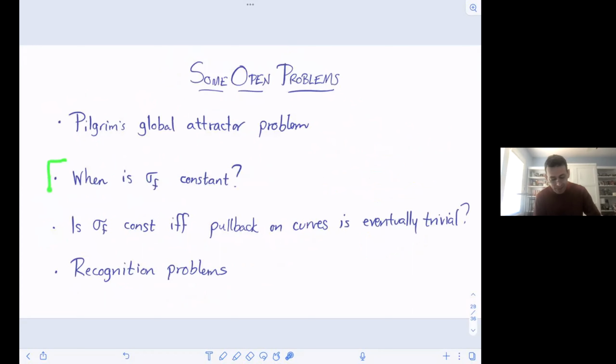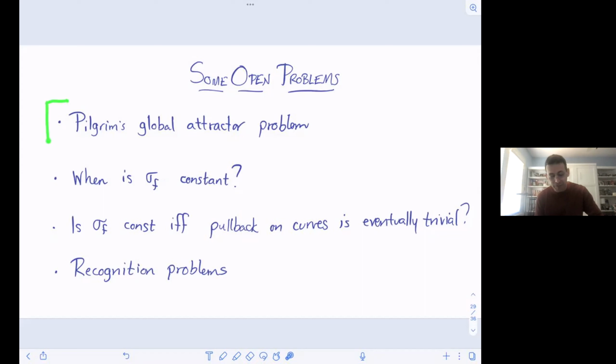This one's easy to state. When is the pullback map constant? It's not known, if and only if. Here's a proposed answer: is it constant if and only if the pullback on curves is such that you take any essential curve and keep pulling back, does it always eventually become trivial?